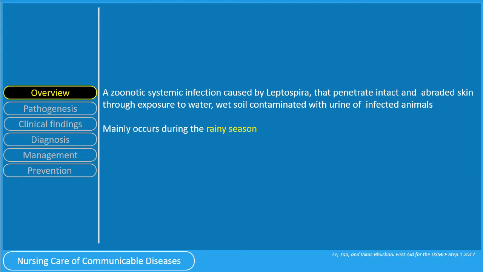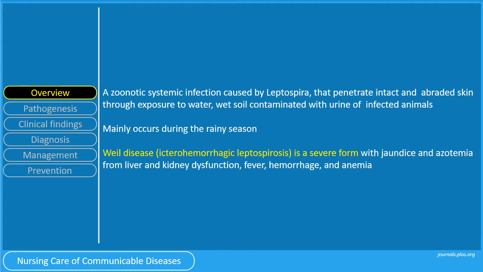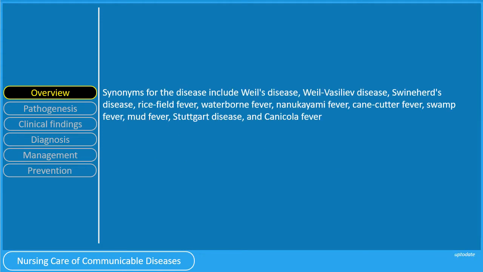Leptospirosis mainly occurs during the rainy season. The severe form of leptospirosis, known as Weil's disease or icterohemorrhagic leptospirosis, presents with jaundice and azotemia from liver and kidney dysfunction, fever, hemorrhage, and anemia. For completion, although you do not really need to memorize this, these are the synonyms for the disease.